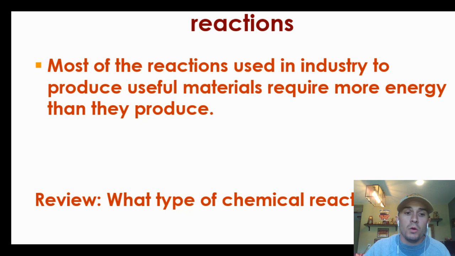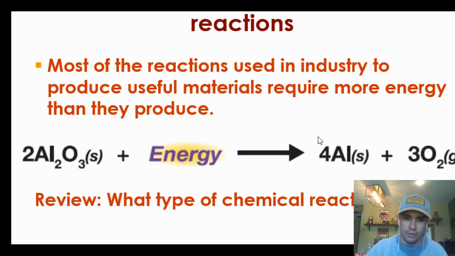Endothermic reactions: most of the reactions used in industry to produce useful materials require more energy than they produce. So if they require more energy than what they produce, they take in more energy than what they give out. Energy is then a reactant, and that makes it an endothermic reaction. Okay, so endothermic reactions are very common. Here's one example: aluminum oxide and energy. It requires energy to decompose into aluminum and oxygen.